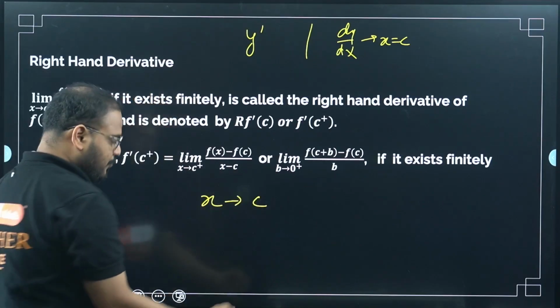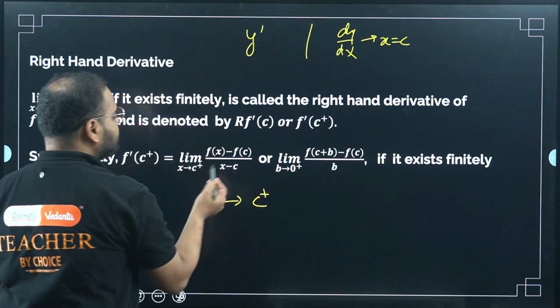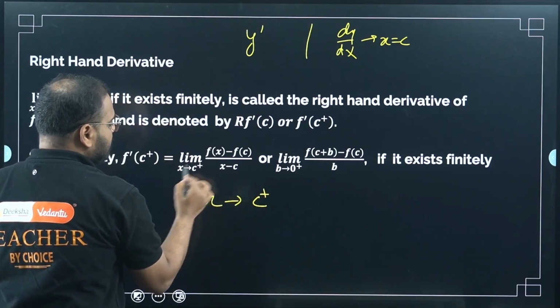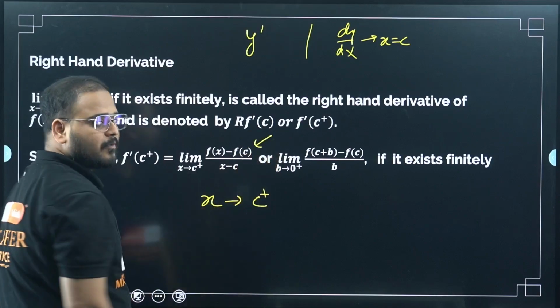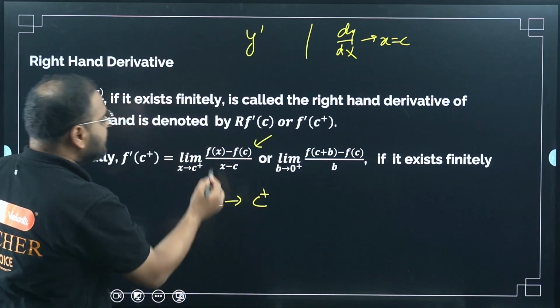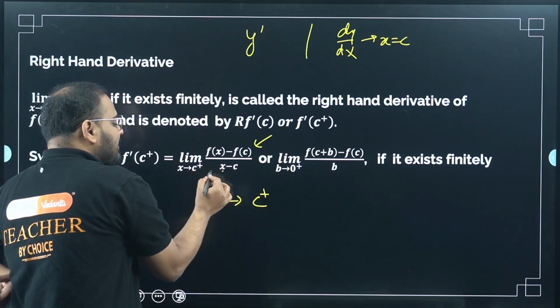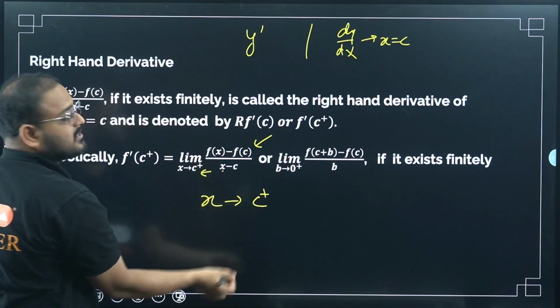So when I approach this point from the right side, the limit should be this limit value. If you check here, this limit value was the limit of the first principle. This is the definition of the derivative from the first principle, right? So f of x minus f of c upon x minus c. So this limit should exist from the right hand side. As x tends to c plus, this should exist.